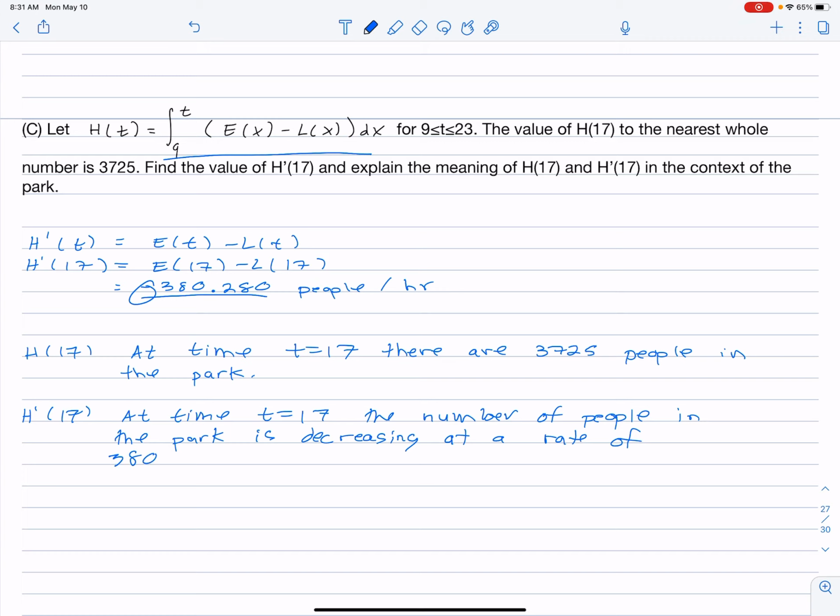380. I don't know, did they ask us to round or anything like that? I don't think they did. I don't have the question quite in front of me. Well, I do. But I'm going to keep it as a decimal because I don't think they asked us to round. I don't know if it matters. 380.21 people per hour. So it's decreasing. Again, it's decreasing because the sign was negative.